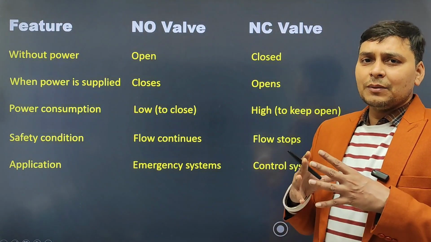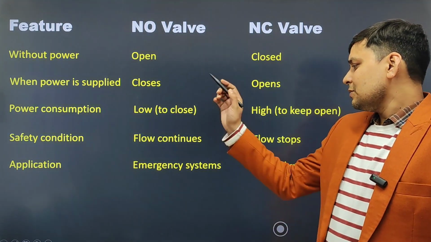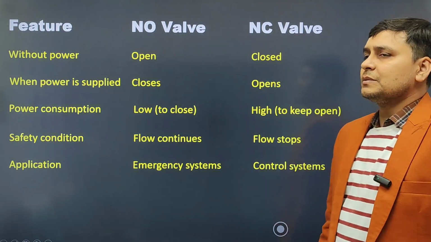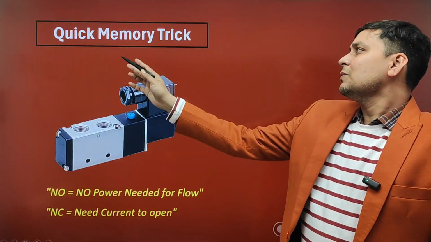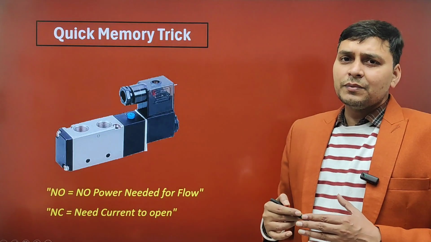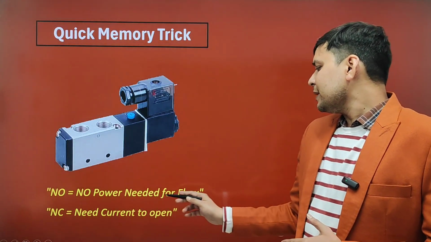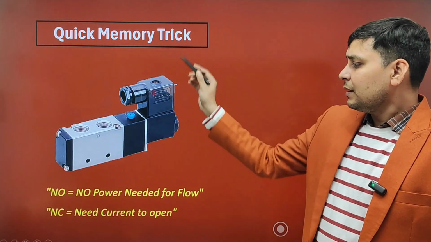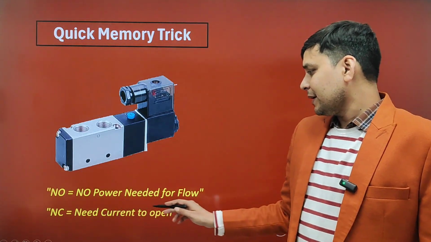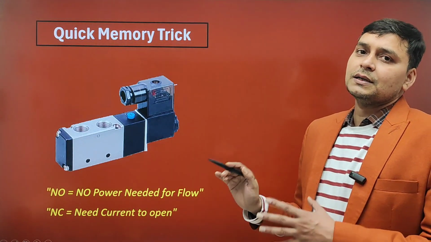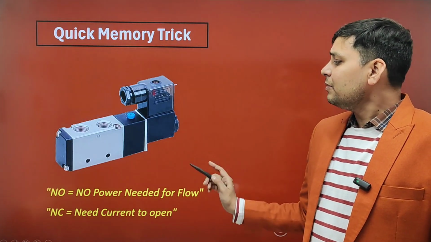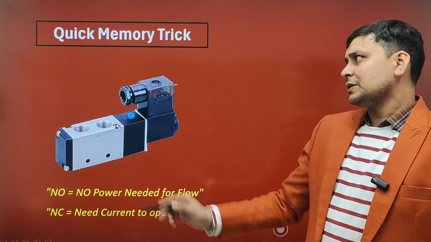The most important is application. NO valves are used in emergency systems and NC valves are used in control systems. Now here is a quick memory trick. We can easily remember this. NO means no power needed for flow. That means in normal condition the valve remains open. And NC means need current to open. That means in normal condition the valve remains in closed position, and when the supply is given to the valve, it remains in open position.